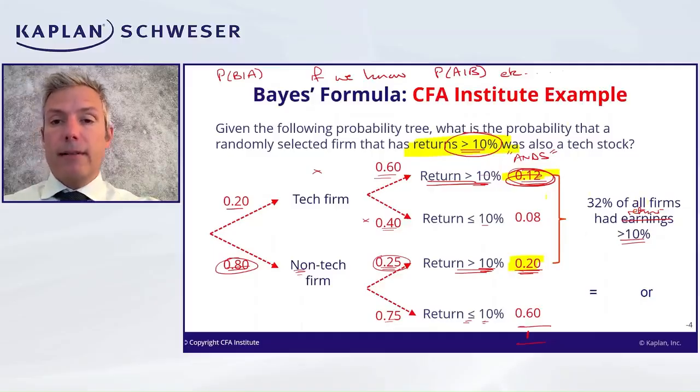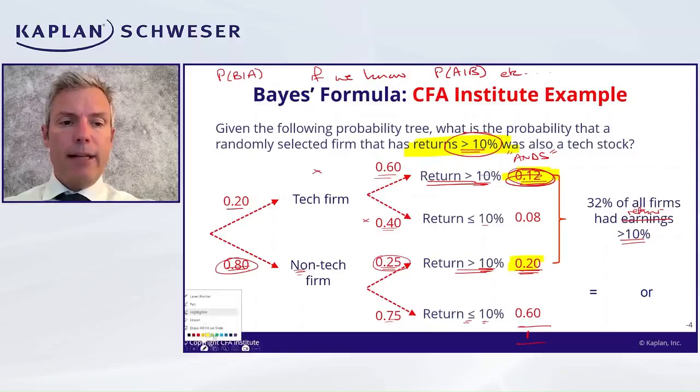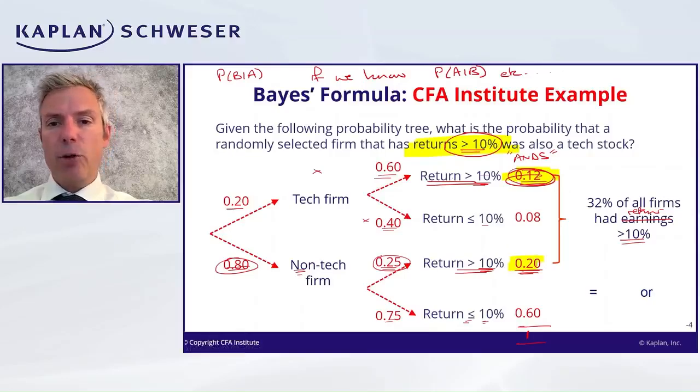To answer the full question here, we're being asked, what's the probability that a randomly selected firm out of this 32% is also a tech stock? Now you can answer this, which is quite a nasty question, quite a profound question. We need to think, okay, can I see how many of these yellow stocks are actually tech stocks? And the answer is, yes, you can.